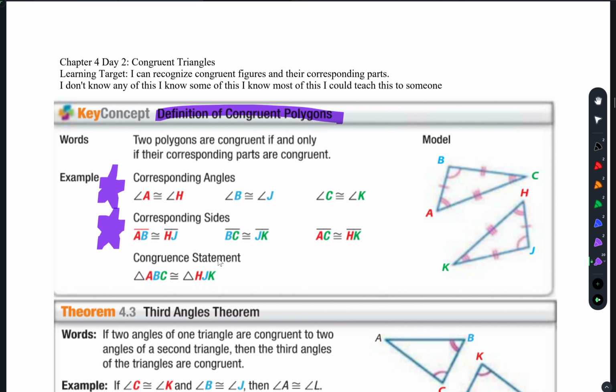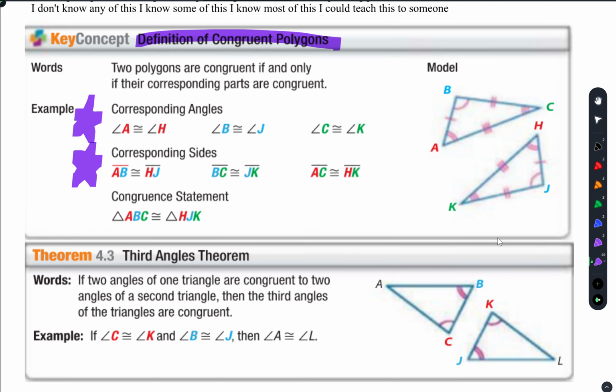So when I take a look at corresponding angles, mine is color-coded, yours is printed in black and white, of course, so it might be a little bit harder to see. But angle A is congruent to angle H. I see here that these each have two tick marks on those angles. I know that those two pieces line up together. If I look at the one tick mark angles here in blue, B is congruent to J. And then lastly, the three tick mark angles, angle C is congruent to angle K. Those are the pieces that line up.